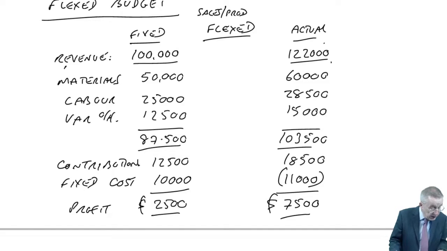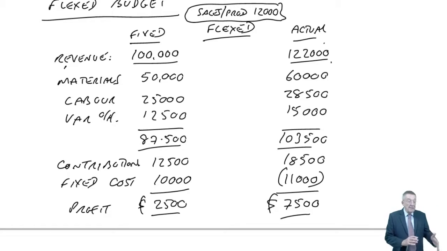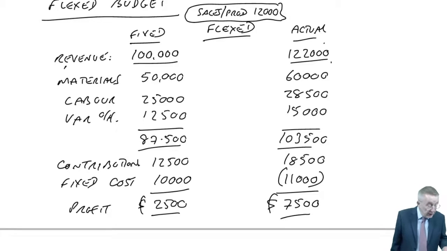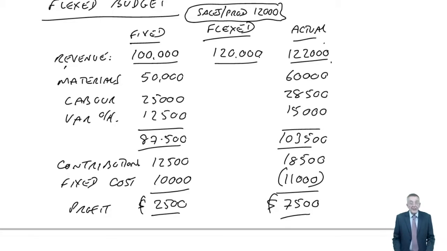Now, the actual sales production were 12,000. And so we use the standard costs that we had originally. But we say if the original budget had been done on 12,000 units, what figures would we have had? What about revenue? The budgeted selling price was $10. Given I sold 12,000, 120,000 is the revenue we expect now.